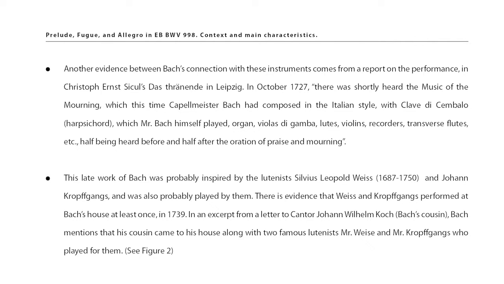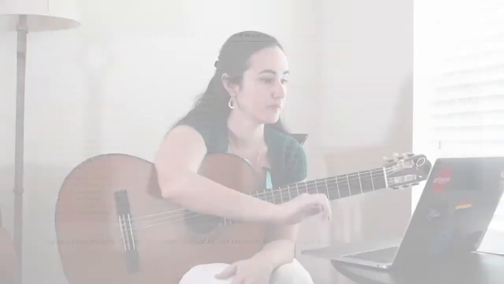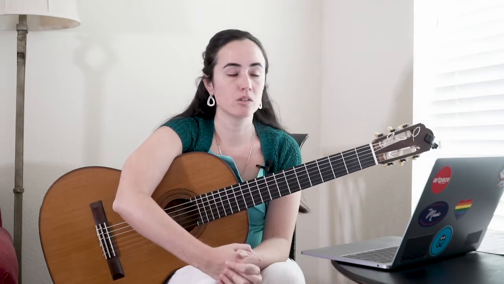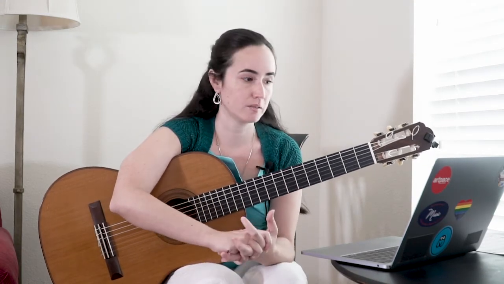There is a letter from Bach's cousin mentioning that the famous lutenists Weiss and Kropffgans played for them at Bach's house. So we have, through this evidence, the contact that Bach had with the instrument and other composers for lute at the time. So now I would like to go specifically and analyze the prelude.